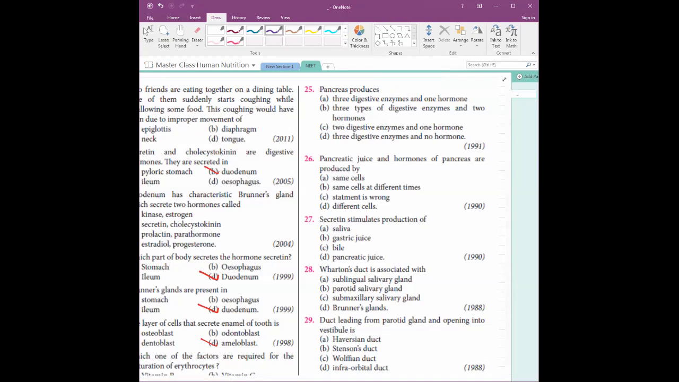Next thing, okay. What are the hormones that are going to be produced by the pancreas? Glucagon, insulin, somatostatin. So there are actually three hormones, right? So none of the options is right. But then from here, which is going to be the best of the best, closest? So guys, three types of digestive enzymes and two hormones. Because see, here there is one hormone, there is one hormone, here there is no hormone. So all of these three are going to be quite way off. So the answer is going to be B.